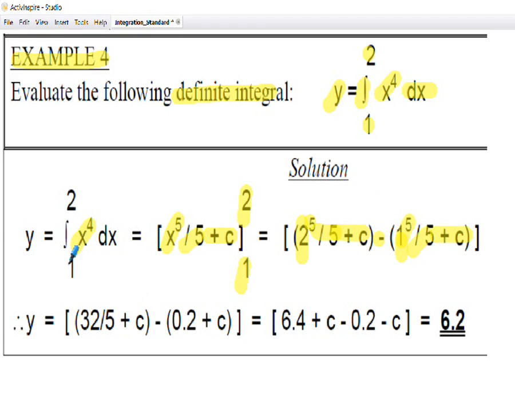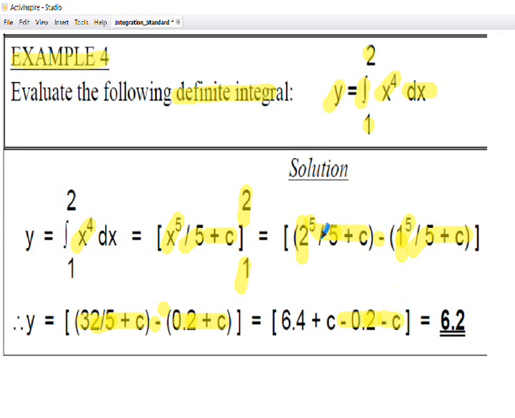2 to the power of 5 is 32, so 32 divided by 5 plus c is in my first bracket, and I'm taking away 1 divided by 5, which is 0.2, plus my c. And what you notice here is when you account for the negative outside of the second bracket, it changes the sign of the terms inside. So I get a negative 0.2, and a negative times a positive c gives a negative c.